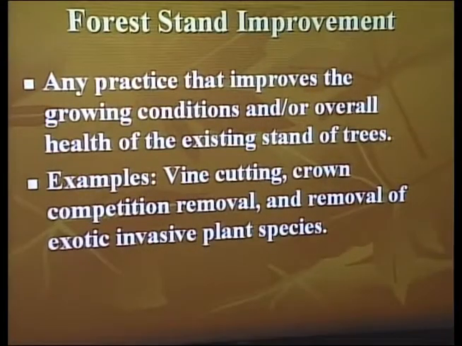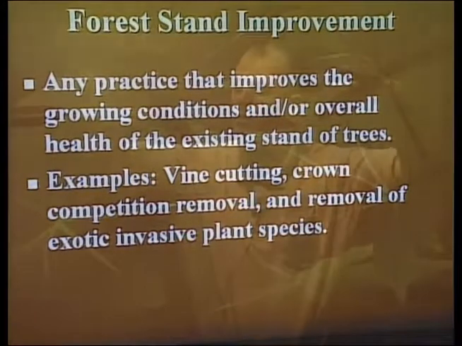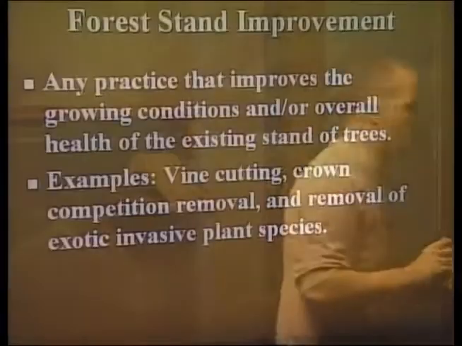So, what are some of the things we can do then? Forest stand improvement, basically, in our backyard is any practice that improves the growing conditions and or overall health of the existing stand of trees. And examples of this might be vine cutting, and that's cutting vines if you have a vine that's actually growing up into the crown of a healthy tree and starting to compete with the leaves, just cutting that vine. You don't necessarily have to treat it, but just cutting it and killing it from that point up is helping that tree. Crown competition removal or removal of exotic plant species like they talked about and we'll talk about in more detail.